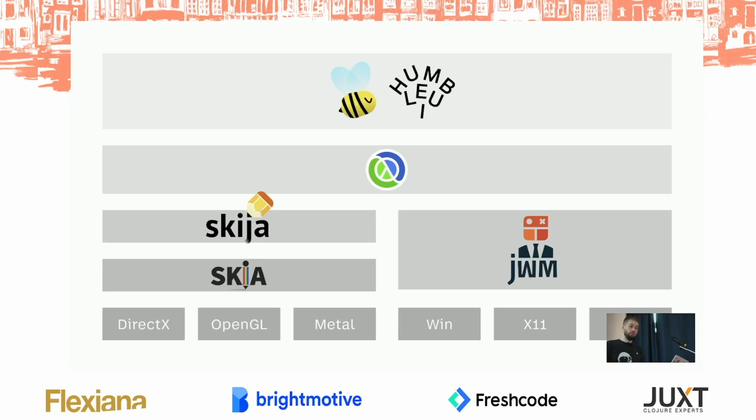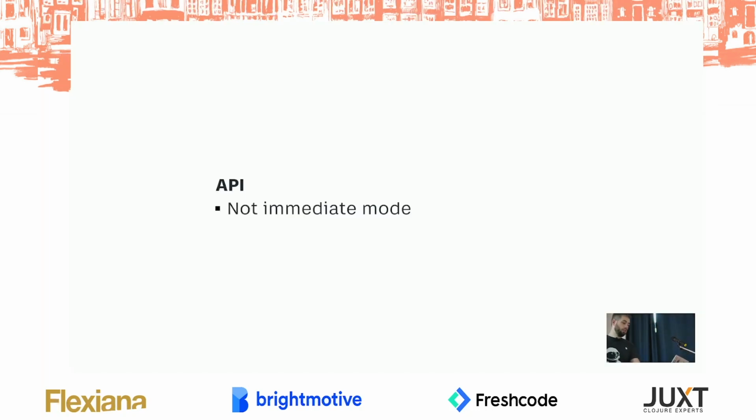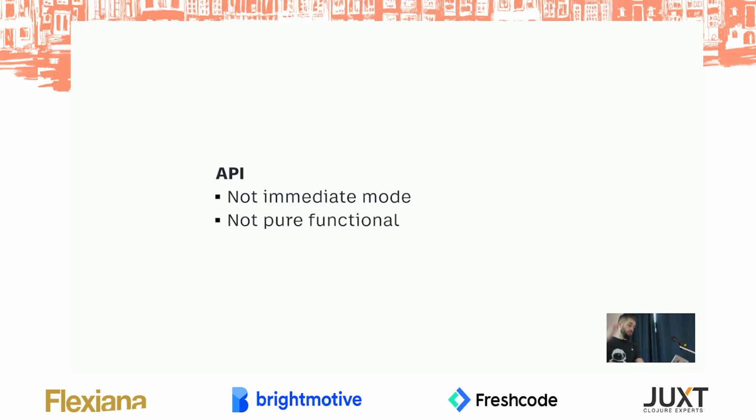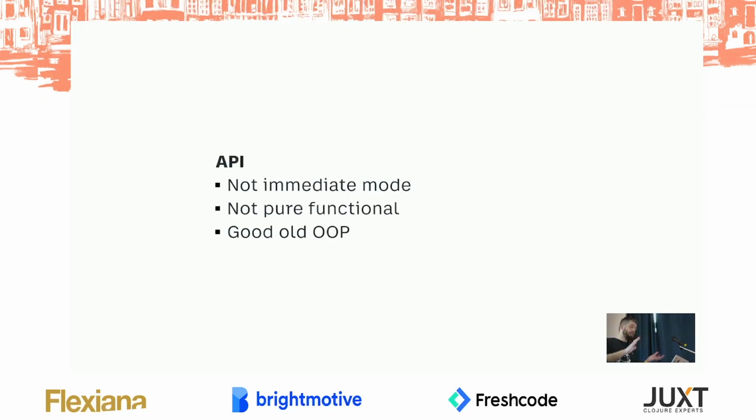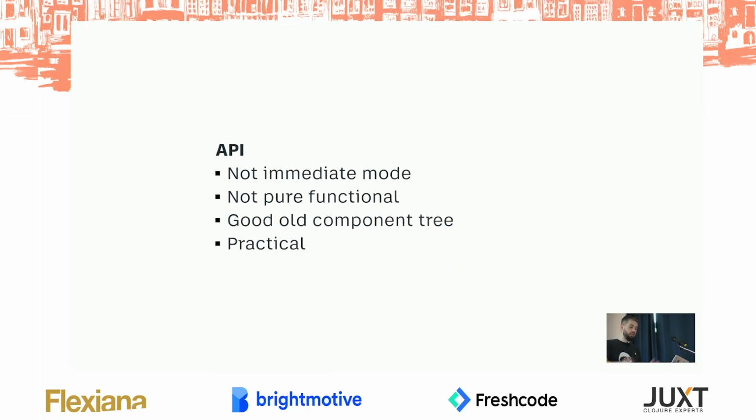Now finally about Humble UI. It's not immediate mode or pure functional. It's nothing fancy. The idea was to get a UI framework, but not experiment. Make it practical, right? Not experiment too much. It's not OOP, of course. It's a joke. We have mutable state and a component tree and stuff like that. The idea is to make it practical.